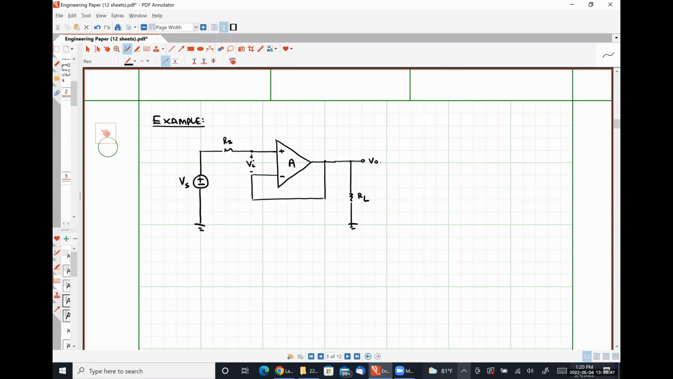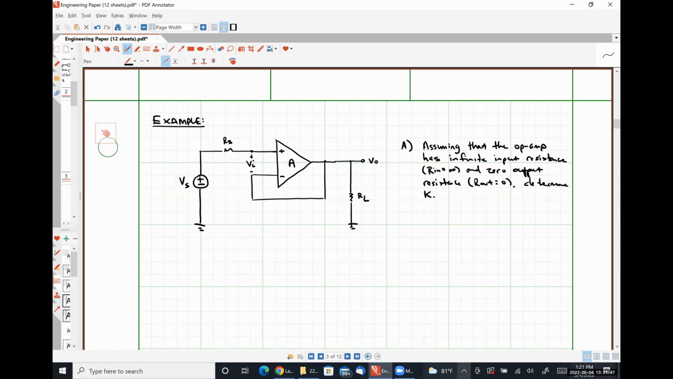So we are going to attempt to answer 2 questions. Question A, assuming that the op-amp has infinite input resistance, Rin is equal to infinity, and 0 output resistance, R out is equal to 0, determine K, the feedback parameter for this system.